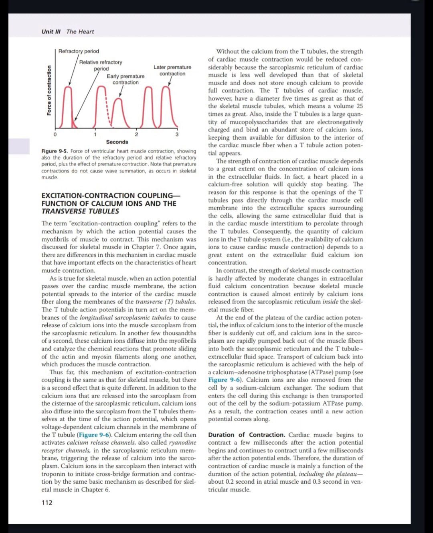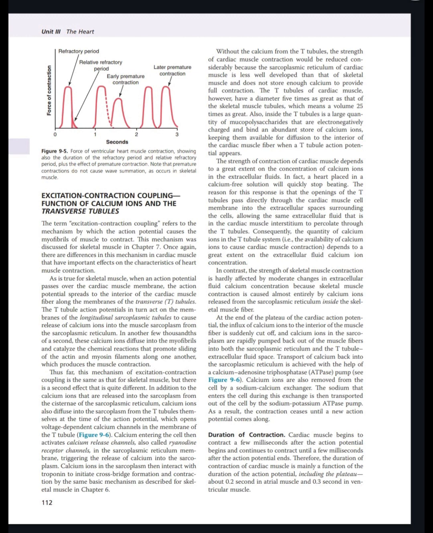Highlight the second paragraph. As is true for skeletal muscle, when an action potential passes over the cardiac muscle membrane, the action potential is spread to the interior of the cardiac muscle fiber along the membranes of the T-tubules. The T-tubule action potential in turn acts on the membranes of the sarcoplasmic tubules to cause release of calcium ions into the muscle sarcoplasm. In another few thousandths of a second, these calcium ions diffuse into the myofibrils and catalyze a chemical reaction that promotes sliding of the actin and myosin filaments along one another, which produces the muscle contraction.